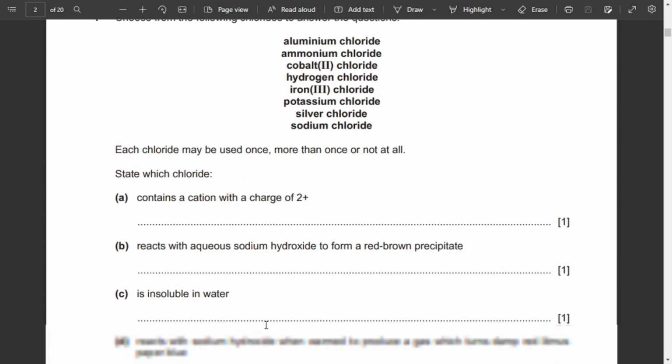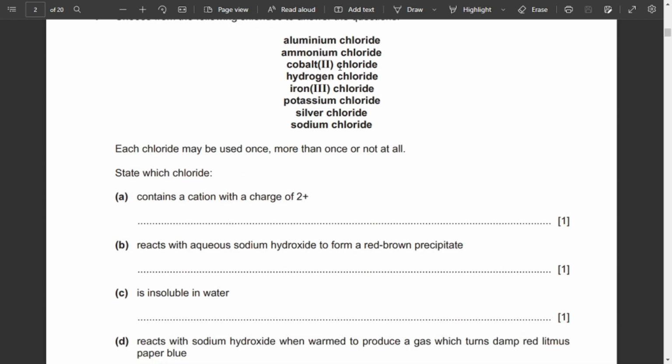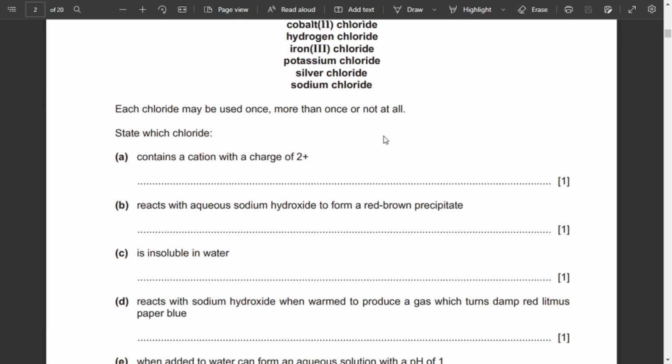Alright. Moving on to part C, is insoluble in water. Aluminium chloride is soluble. Ammonium chloride, all kinds of ammonium salts are soluble, so of course this cannot be the answer. Cobalt chloride again soluble. Hydrogen chloride is soluble. Iron 3 chloride is also soluble. Potassium chloride is again soluble. Silver chloride is not soluble, so it's insoluble. Hence that's going to be the answer. Sodium chloride, of course, is common salt, so it's soluble, as we all know. It's very common information.